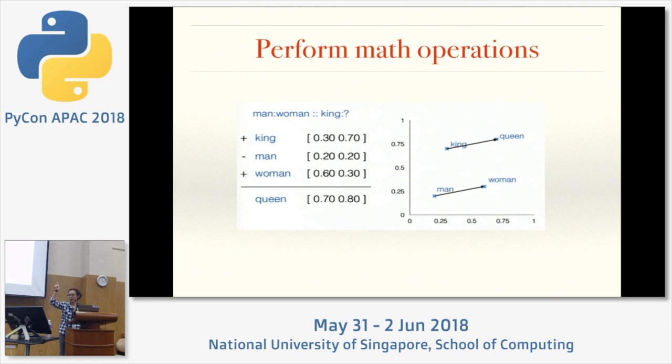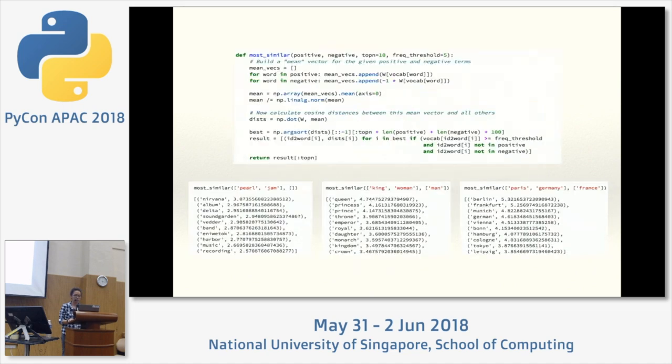Because we have different word vectors, after this operation we won't get the exact embedding of the queen. But if we get this vector, then we can perform cosine similarity. What is the closest vector to this point or this vector among the other words that we have? So how to do that?